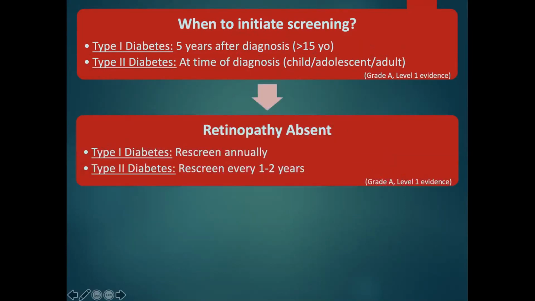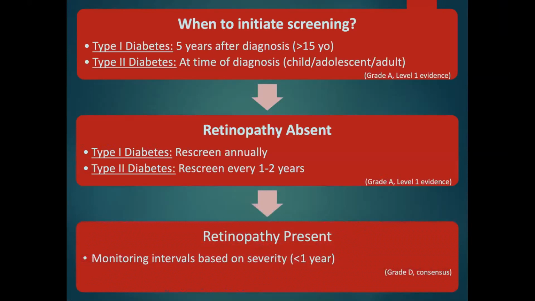If we see them and there's no retinopathy, we'll probably see them every year if they're type 1 diabetic. If they're type 2 diabetic, maybe every couple of years, depends honestly on resources and availability. And if there is retinopathy present, it's really at the discretion of the ophthalmologist and the degree of retinopathy, but it'll be certainly less than a year.